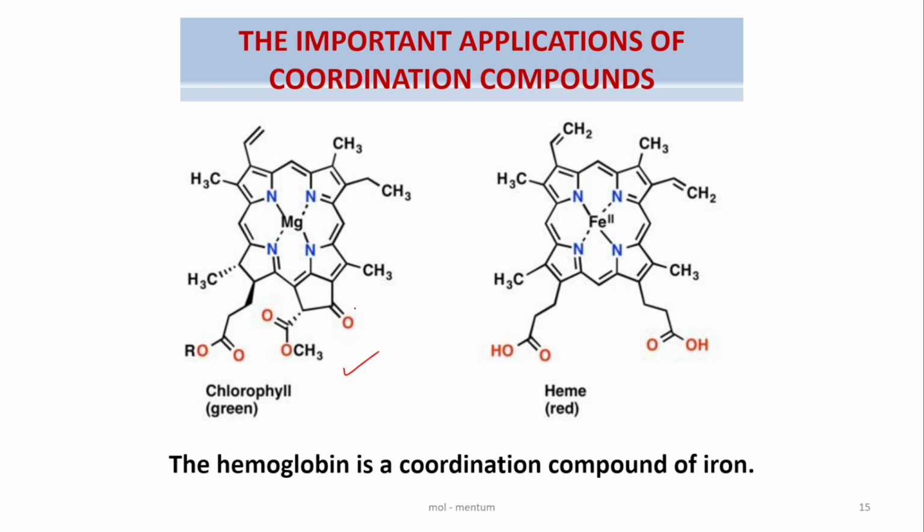Chlorophyll is a compound in which this entire ring, called porphyrin, is bonded with magnesium metal. This magnesium is the central metal, whereas in hemoglobin we have iron as the central metal, which is called heme protein, red protein. So hemoglobin is a coordination compound of iron. Similarly, chlorophyll is a coordination compound of magnesium.